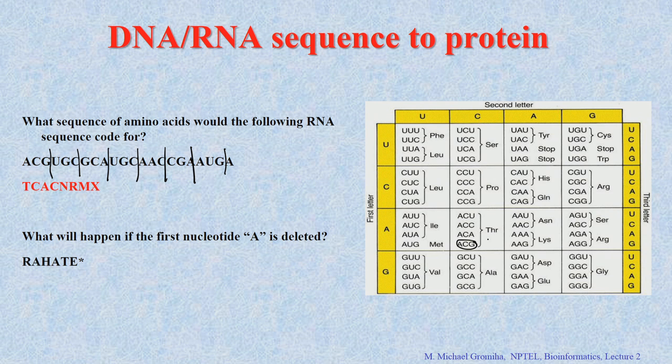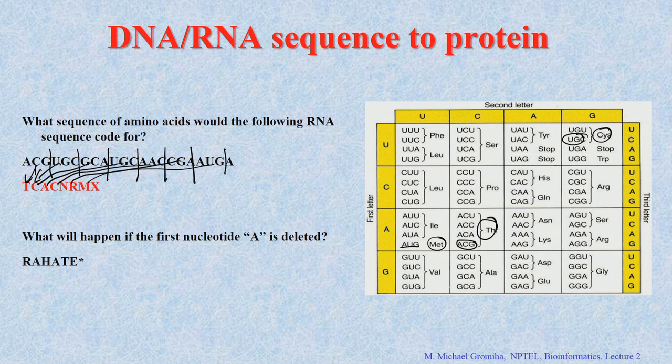So, ACG codes for T, then UGC, that is cysteine, so you can put cysteine. Then GCA is for alanine, and again UGC for cysteine, and AAC is for asparagine, CGU for arginine, and AUG is for methionine. So, now there is the end, so they put X.